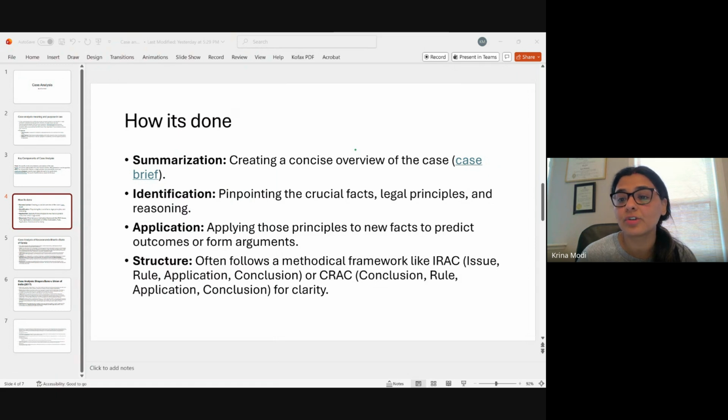You read the employment laws, you read independent contractor laws, and then after reviewing and identifying these laws, you apply them to your current case. And again, a very easy structure to follow is issue, rule, application, conclusion.